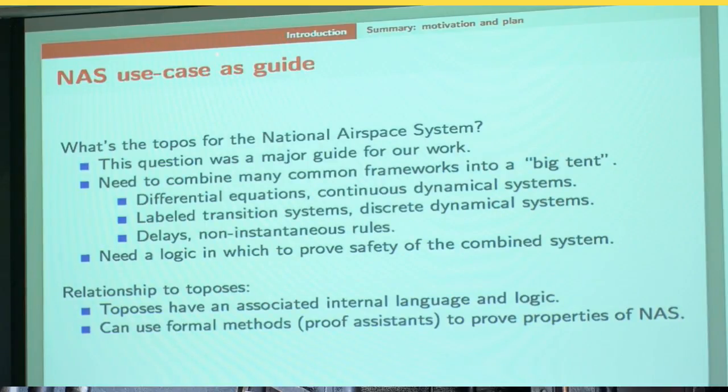So the relationship to toposes is that toposes have an internal language and logic built in. So if you could find the right topos for thinking about these things, you could just extract some or all of the internal logic and start working with that. And you could use it directly in a proof assistant, as long as that proof assistant does constructive logic, to prove properties of the national airspace system.